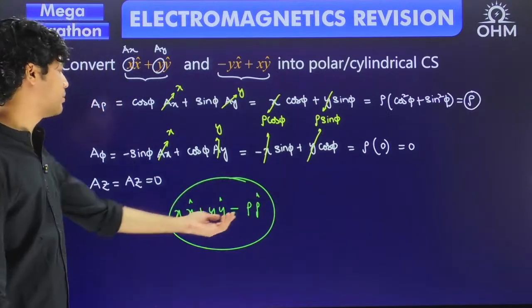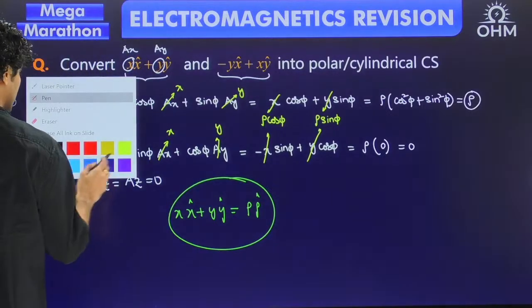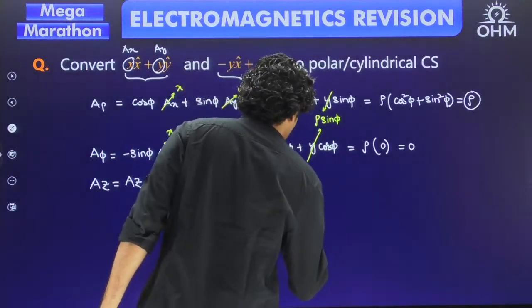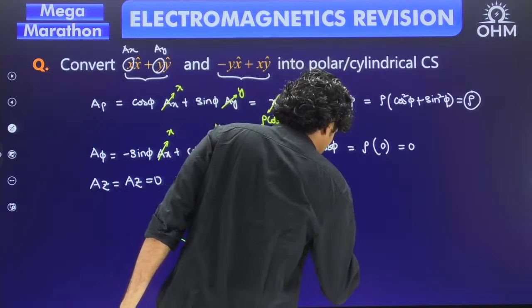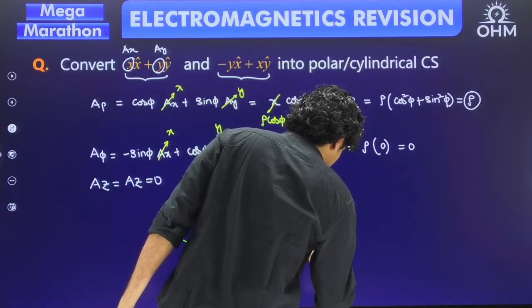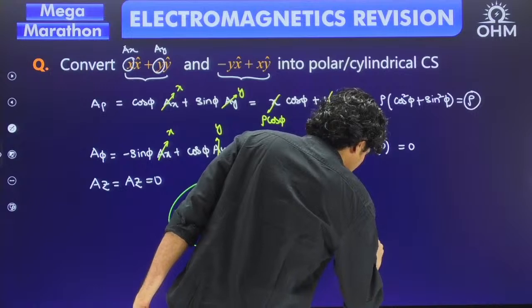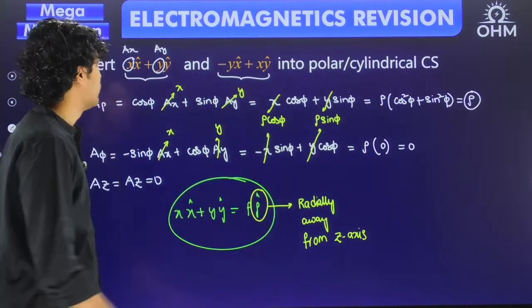Which is ultimately rho times rho cap. And what is the rho cap direction? Like I've told you in the other slide, rho cap corresponds to the radial direction. What kind of radial direction? It is radially away from the z axis. So this field is basically a radial field, you can see. Which is the first one.